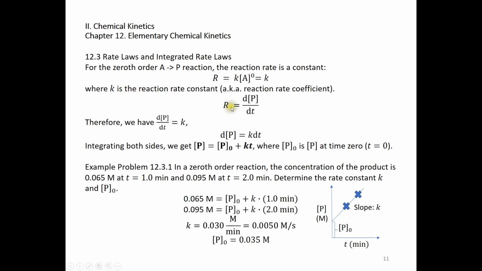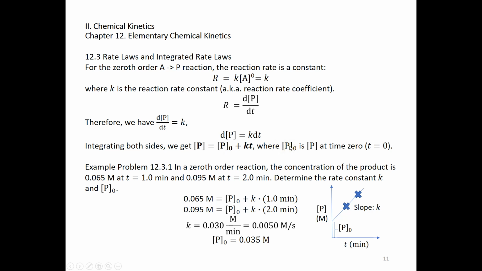Now R is often defined to be dP over dt, how fast P is produced, or how fast the concentration of P changes with time. And looking at these two equations, we know dP over dt is k, so dP is k dt. We integrate both sides, and then we have P equals P naught plus kt. P naught is simply P at time 0, so you can verify this equation. You plug in time equals 0, you get P equals P naught.